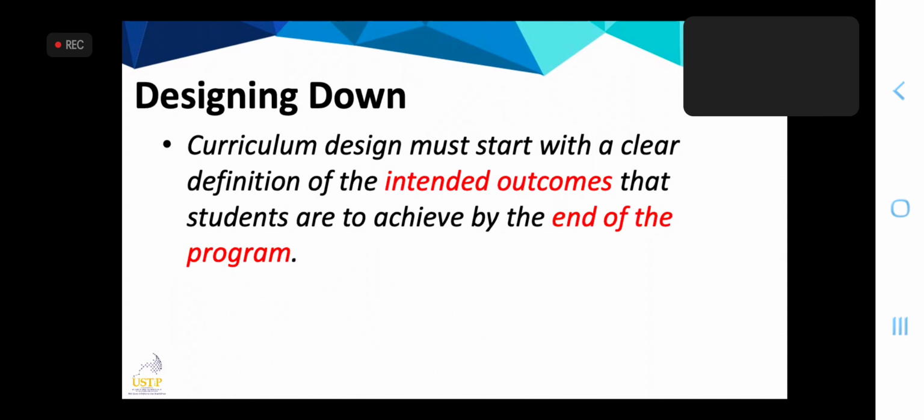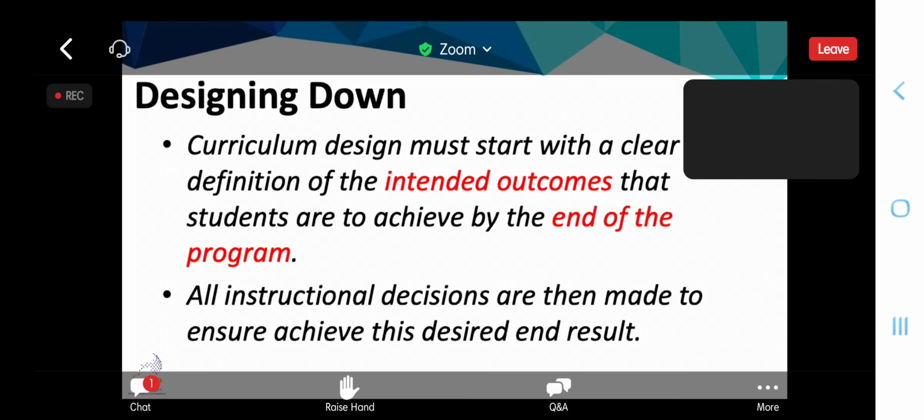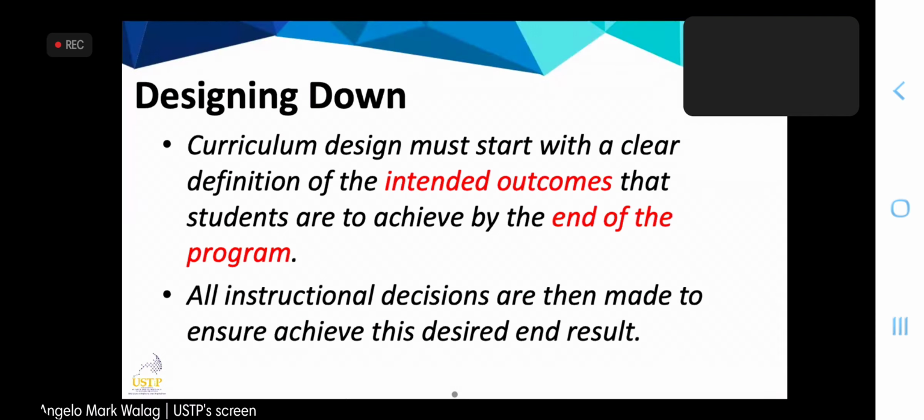According to Spady, curriculum design must start with a clear definition of intended outcomes that students are to achieve by the end of the program. And then we reorganize all instructional activities such that achievement of this desired end result will be ensured. So now you know already what you want to accomplish at the end of the semester. Then you decide topics to teach, what kinds of assessment to give. Okay? It's very different from what we were used to.